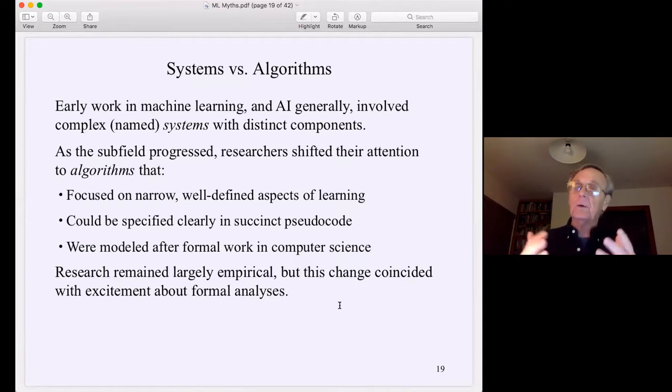And so the idea that machine learning should be studying algorithms was in the air at the time. In fact, since I was editing this journal, I did a lot to encourage the use of pseudocode as a way to communicate. So again, it wasn't wrong to study algorithms, but there was a shift away from the systems perspective, which I think lost some things.